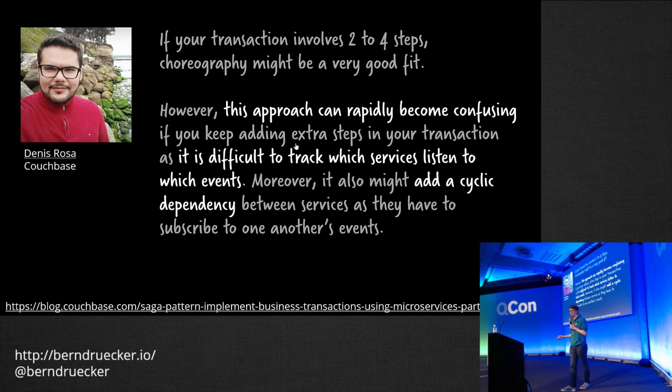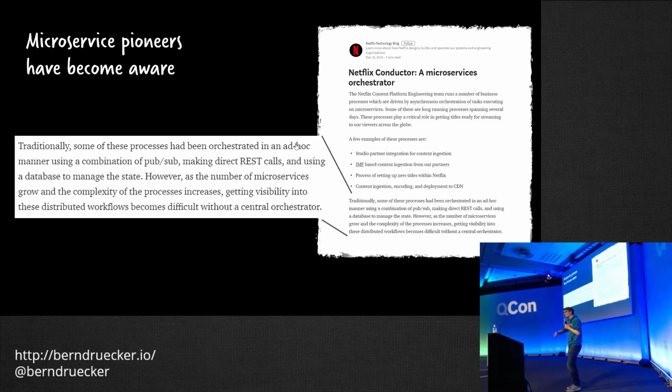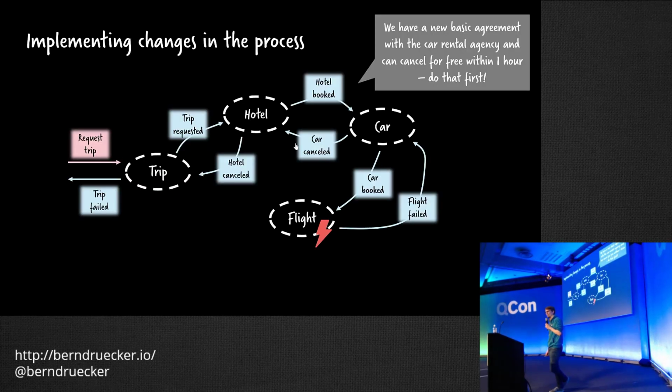I also like this blog post from Dennis Rosa from Couchbase. He wrote, if your transaction involves 2 to 4 steps, choreography might be a good fit, but it can become confusing. It's difficult to track. You probably add cyclic dependencies. So if you have more than 4 services or 4 steps, it's probably not a good idea. Netflix also did something. Netflix has its own open source project called the Netflix Conductor. It's kind of a workflow engine as well. So they also understood that there's something missing.